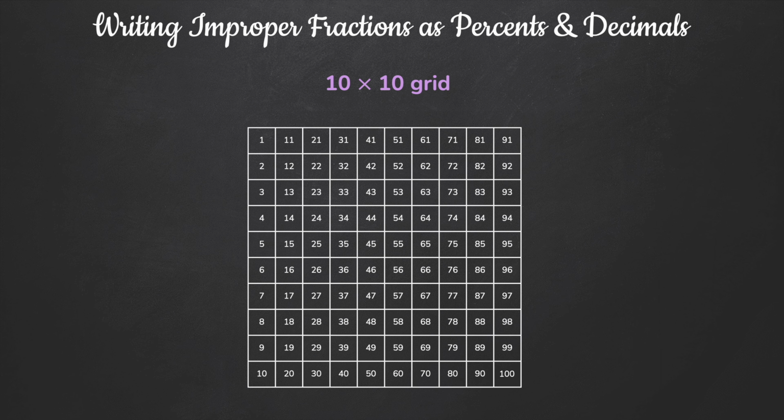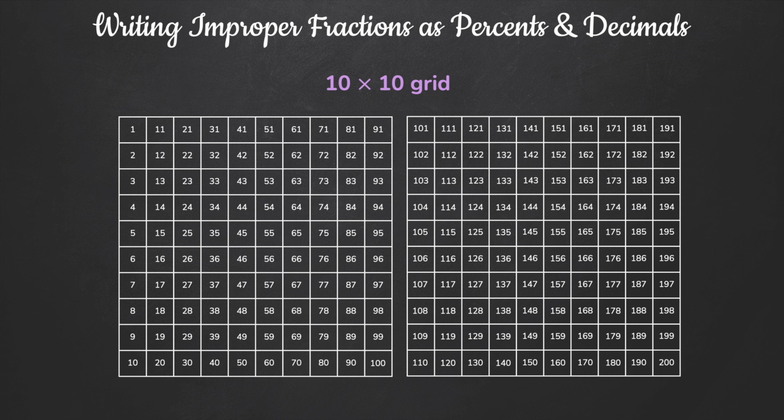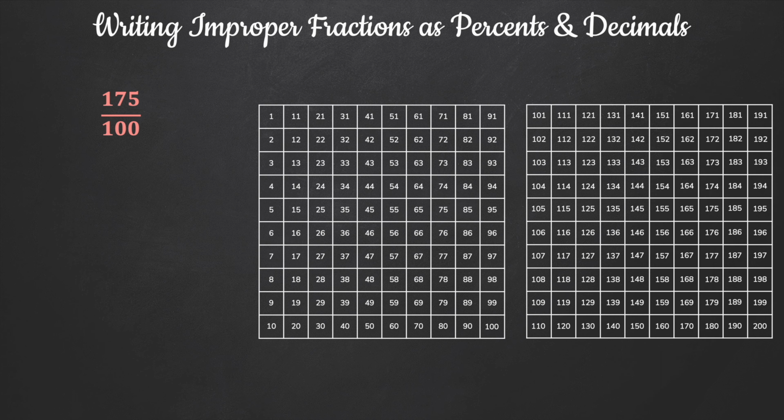To get us started, here we have a 10 by 10 grid. And a 10 by 10 grid is great for percents because percents are out of 100, and a 10 by 10 grid has 100 little squares. However, sometimes we have percents that are more than 100, so we're going to use more than one grid to represent those percents.